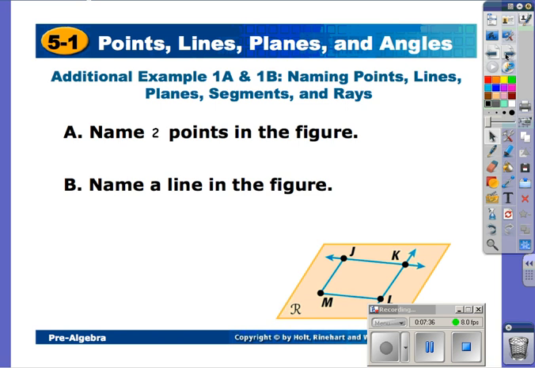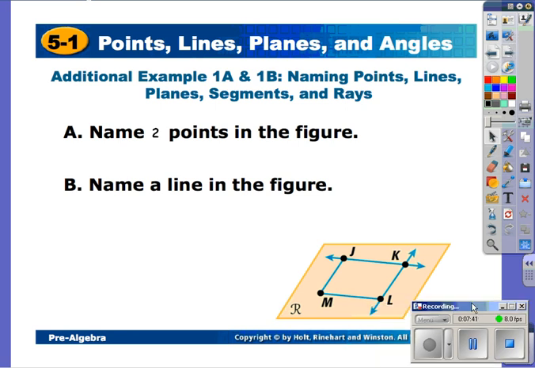So let's see what you can do. I would like you to name 2 points in the figure and name a line in the figure. So take a second, pause, and see if you can do it. All right, for A, there are lots of answers. Name 2 points in the figure. I'm actually not going to write them all down, but you could have said J and K, K and L, L and M, or any arrangement of those 4. Those are all points in the plane.